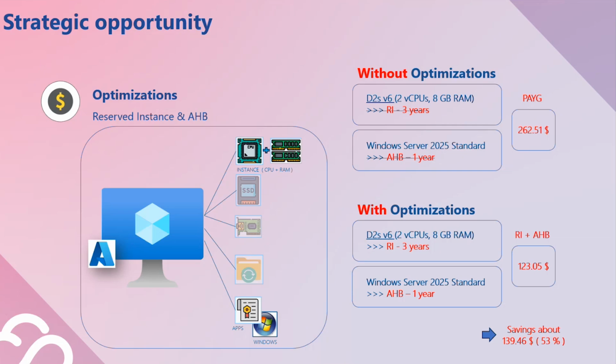See the monthly price, 2062. What happens if I apply reserved instance and Azure Hybrid Benefit? Boom. So I have a discount from the instance and I have a discount from the license itself. A saving of more than 50%. So it's very, very interesting. And if you want to be top notch about the price, you must apply those optimization features.